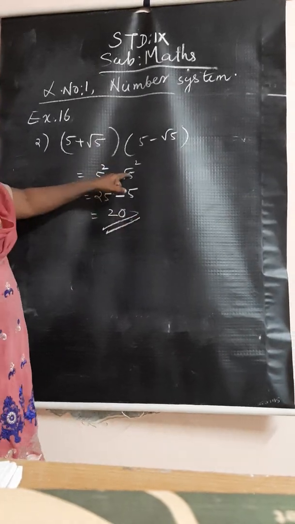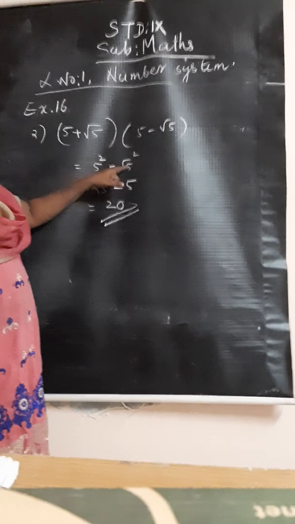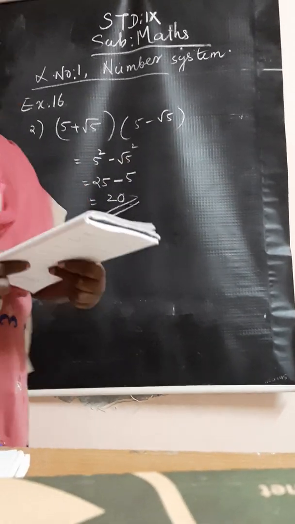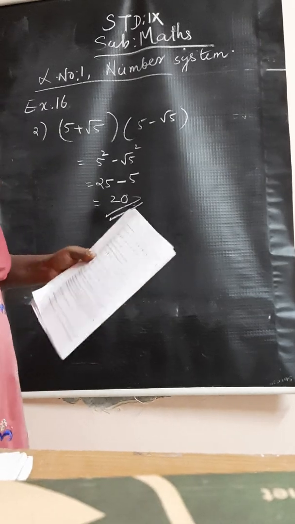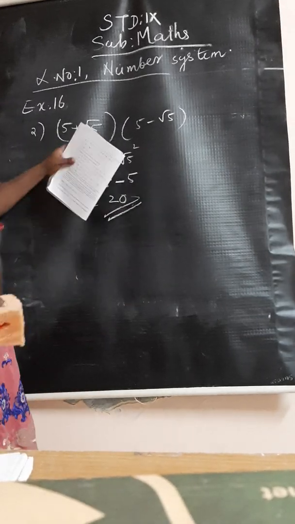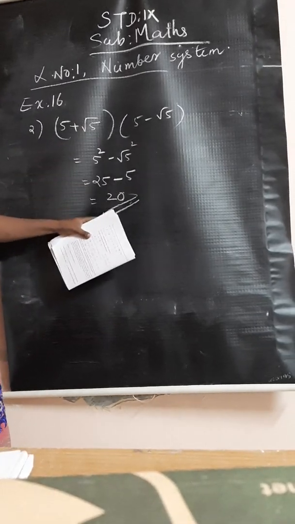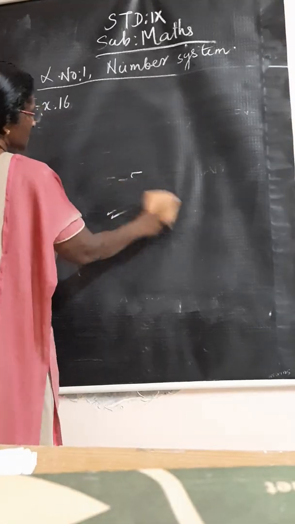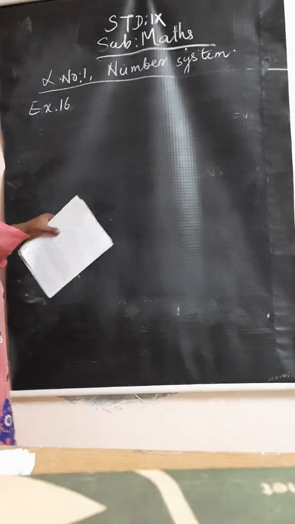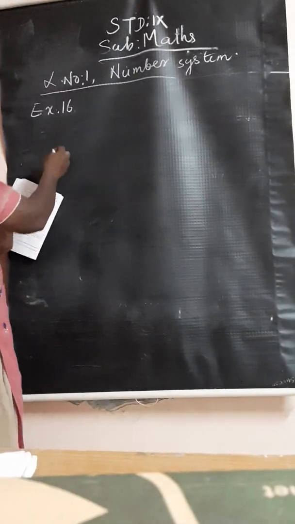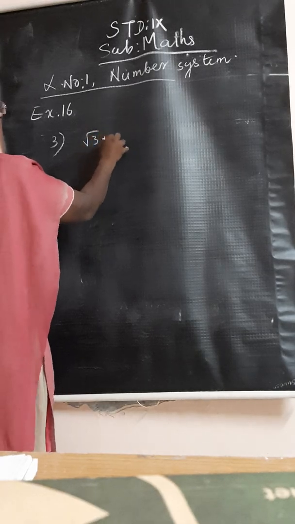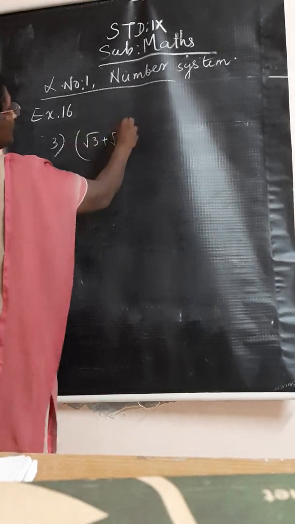Root 5 the whole square means root 5 into root 5, that means 5. Okay. So next, the third sum. You may not have any doubt here. All the points I explained. Right? And now the next, third sum, listen. Root 3 plus root 7 the whole square. Root 3 plus root 7 the whole square.